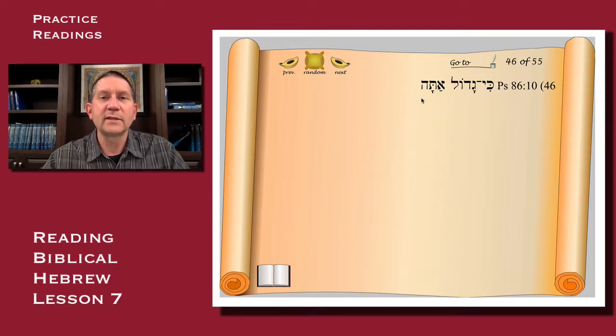Ki gadol ata. So ata is you. The pronoun is always definite. Gadol precedes, and it doesn't have the article. So it is not definite. It's predicate position. Indeed, or for, you are great.